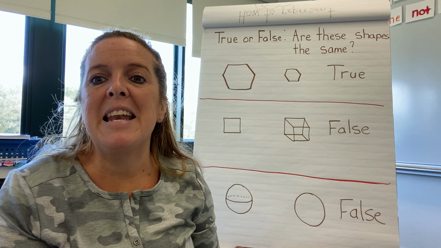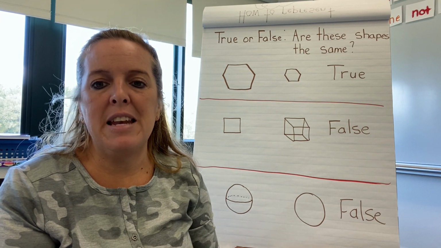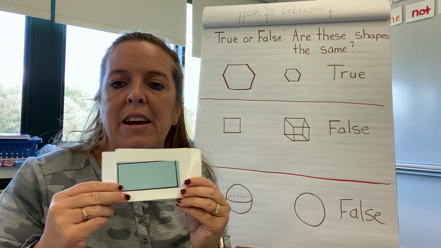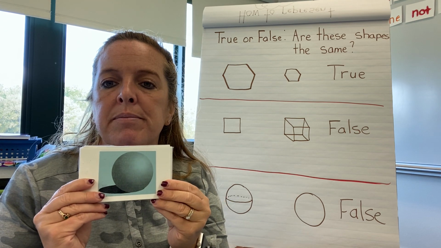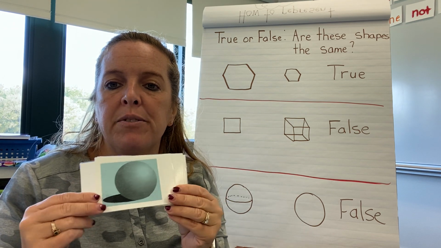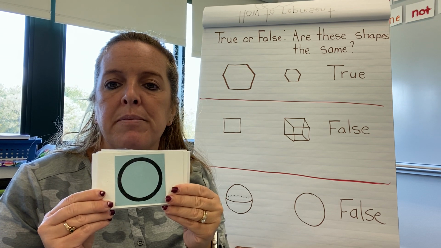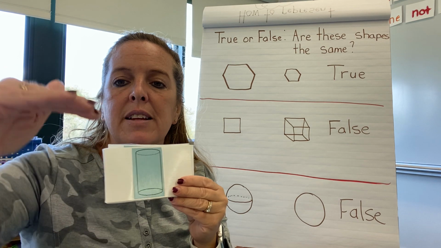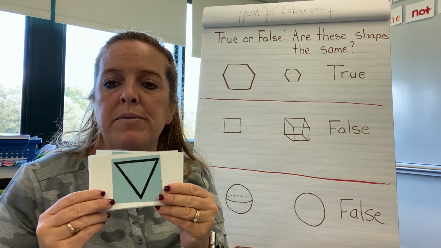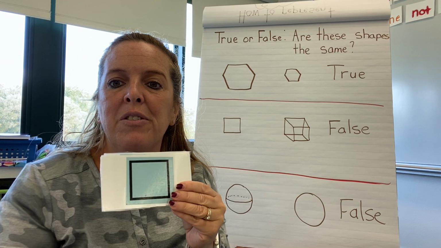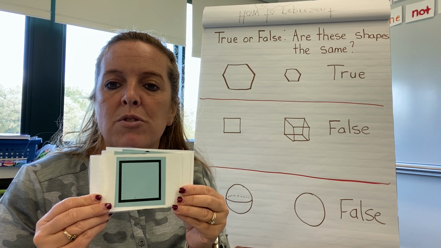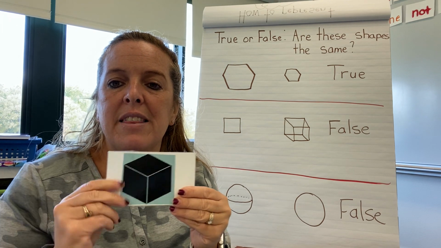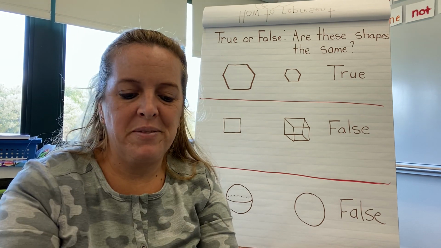All right, so the first time through, we just told if it was 2D or 3D. Now let's see if you can name the shape. I want to hear the name of it, right? What's this one? Rectangle. This one, sphere. This one, circle. This one, cylinder. This one, triangle. This one, square. This one, hexagon. This one, cube.